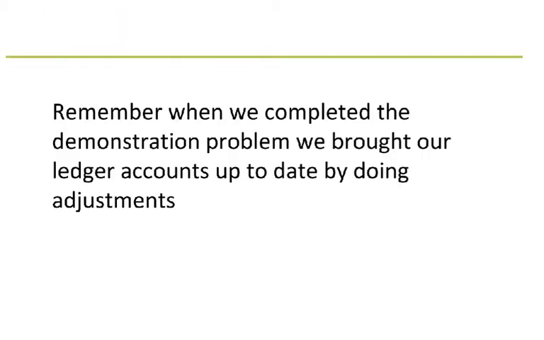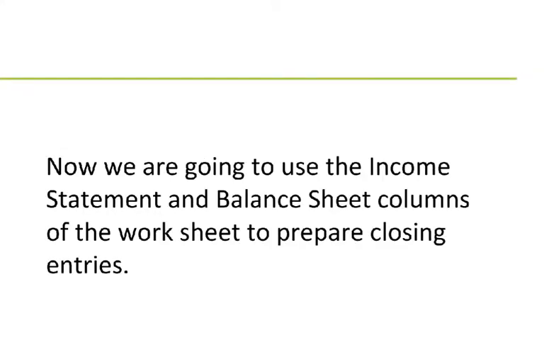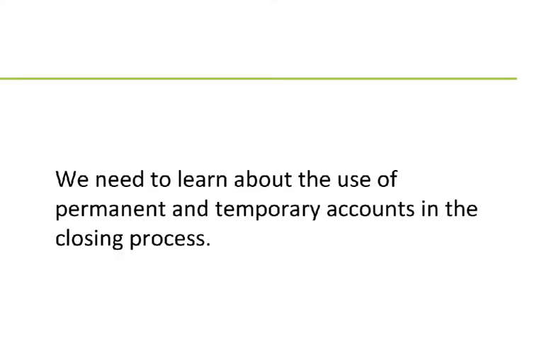Okay, so do you remember when we completed our demonstration problem? We brought our ledger accounts up to date by doing adjustments. Again, two accounts that we adjusted were our supplies and our prepaid expenses. Now we're going to use the income and balance sheet columns of the worksheet to prepare our closing entries. But we need to learn about the use of two types of accounts that are used in the closing process, and they're called permanent and temporary accounts.